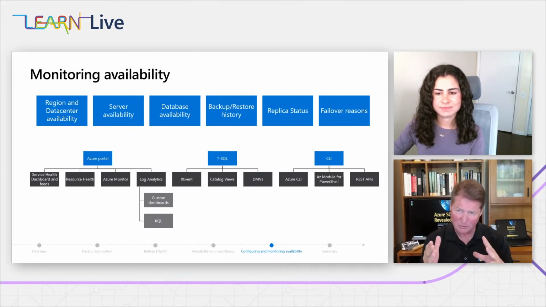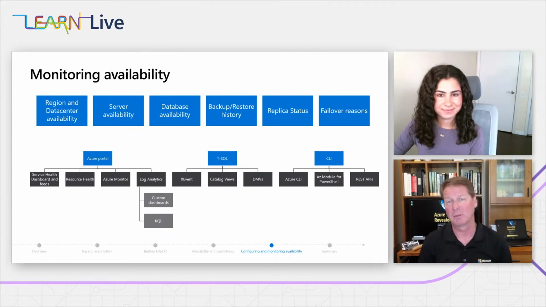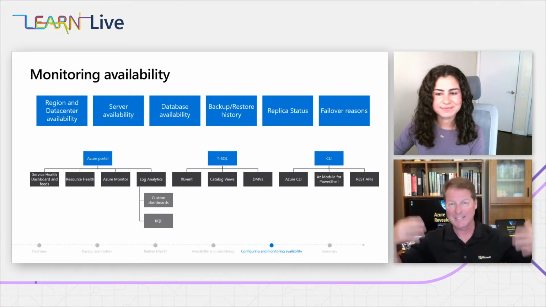And because anything you can do in the portal you can do with CLIs, you have Azure CLI, PowerShell, and even REST APIs to look at these various aspects of failover reasons, replica statuses, and server and database availabilities. You could even use PowerShell, for example, to go through and monitor the statuses of all my servers or databases and see where they are. So it's a rich set of capabilities.